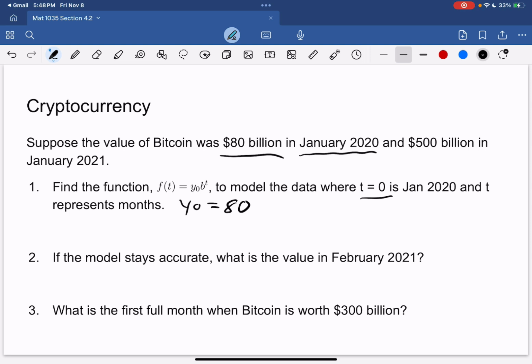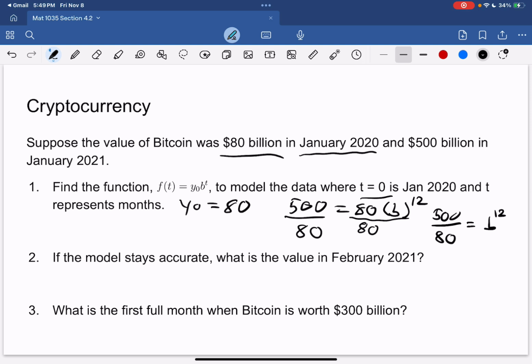Okay. Our second point, we have 500 would be equal to our y naught of 80 times b, and we know that it's after 12 months because January 21 is 12 months after January 20. So I just raise b to the 12th power for t, and I want to solve for b. I can solve for this using some algebra steps. So I have that 500 divided by 80 is equal to b raised to the 12th power.